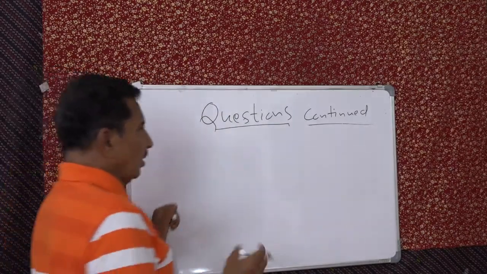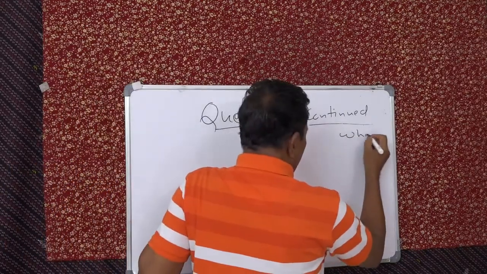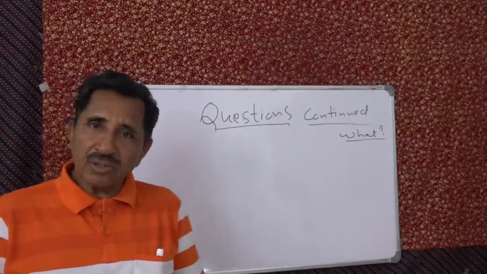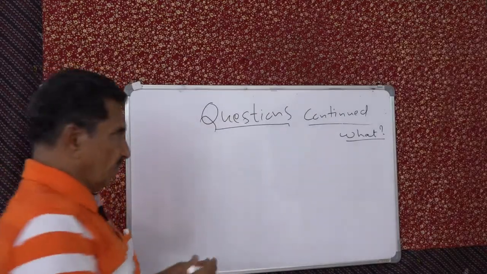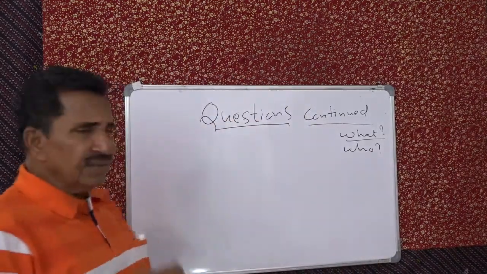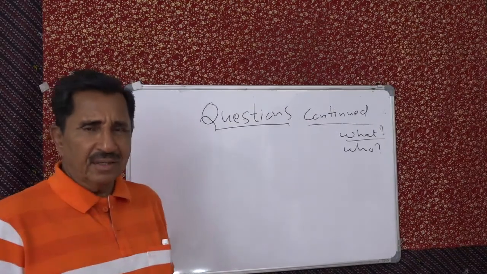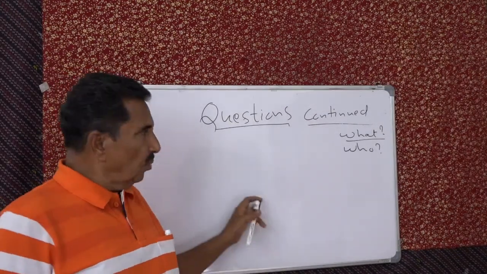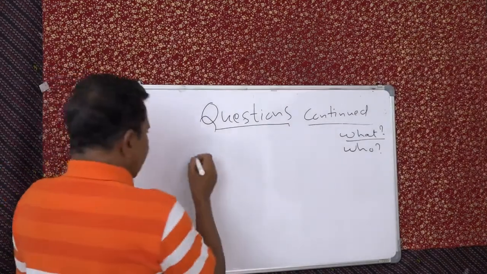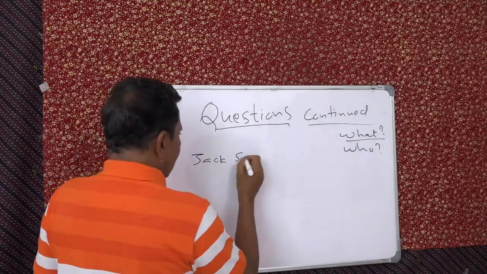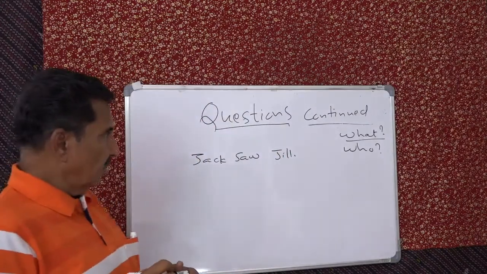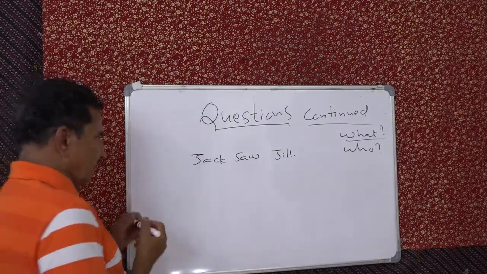Okay. So we saw how we can make a question with a question word. Now you have got another question word: who. Okay. What means something. He plays something. Who means person. It stands for a person. For example, Jack saw Jill. Question. Just like what we saw already.